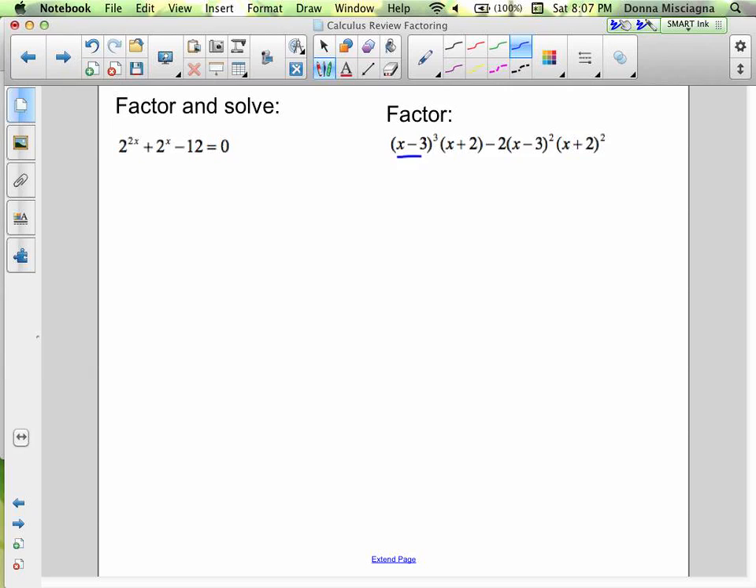So I've got an x minus 3 and an x minus 3. I've got x plus 2 and an x plus 2. So how many factors of x minus 3? We could factor out 2, because that's the smallest exponent. x minus 3 squared. And how many factors of x plus 2? We could factor out only one, x plus 2. And in parentheses there, x minus 3 cubed divided by x minus 3 squared is going to be x minus 3.